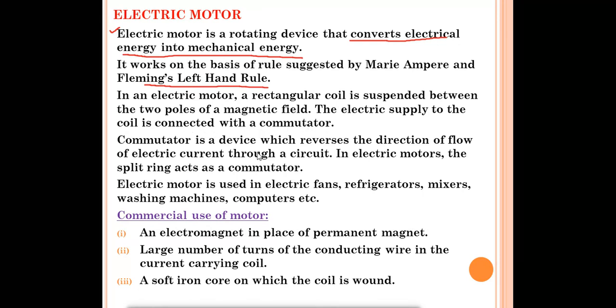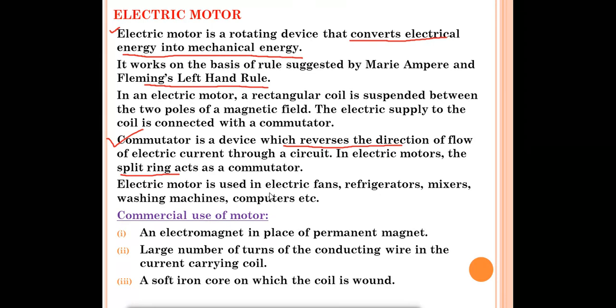What is a commutator? A commutator is a device which reverses the direction of flow of electric current through a circuit. In electric motors, the split ring acts as a commutator. This question is also asked: what is a commutator and what is its function? A commutator is a device which reverses the direction of flow of electric current through a circuit. Reverses means it changes the direction of flow of current through a circuit. So in an electric motor, what acts as a commutator? The split ring acts as a commutator. If you look at the diagram of the electric motor, you can see split rings are present. That will change the direction of the flow of current in a circuit.